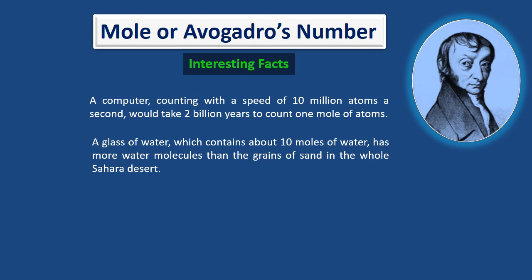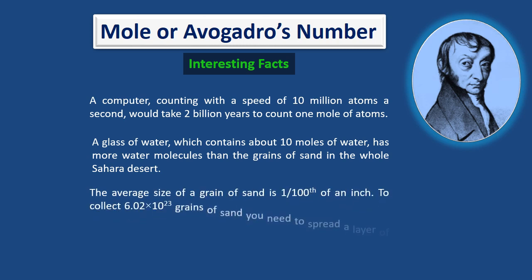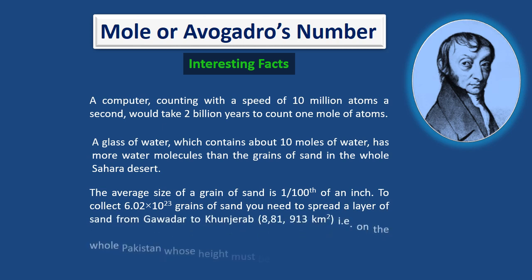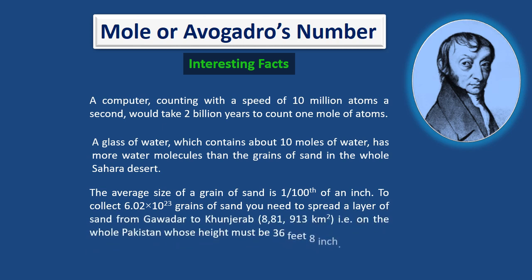Another interesting example is, the average size of a grain of sand is 1/100th of an inch. To collect 1 mole of sand, you need to spread a layer of sand from Gwadar to Punjab, that is on the whole Pakistan, whose height must be 36 feet 8 inches. That is approximately equal to the height of a triple-story building.